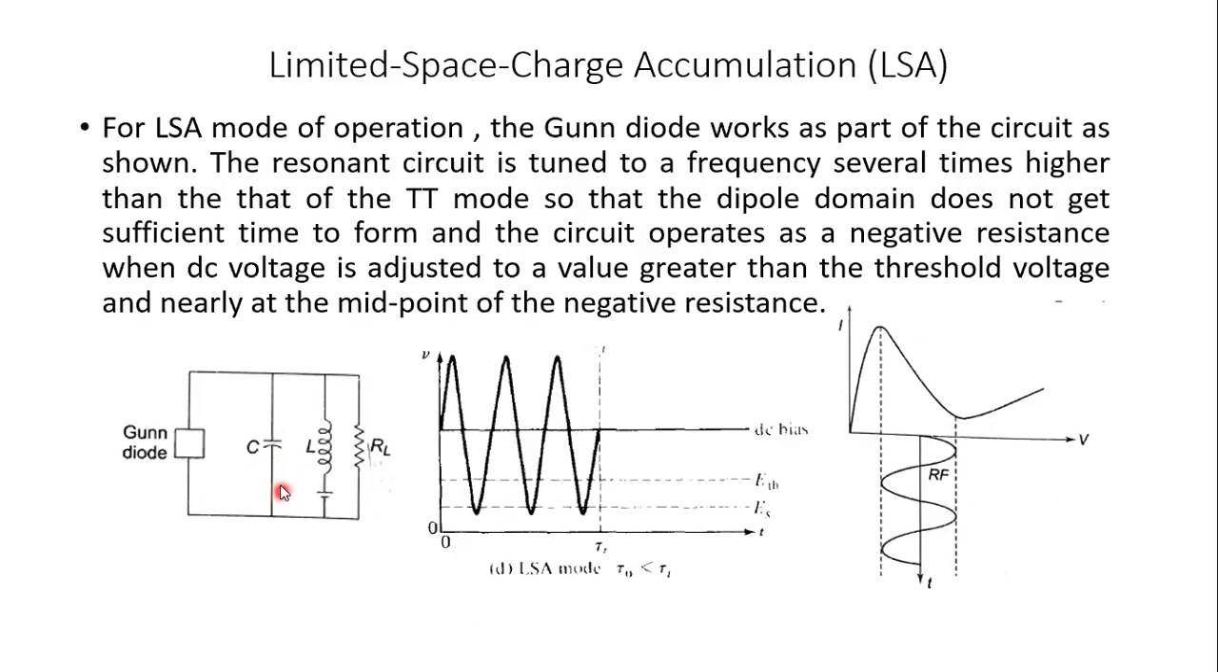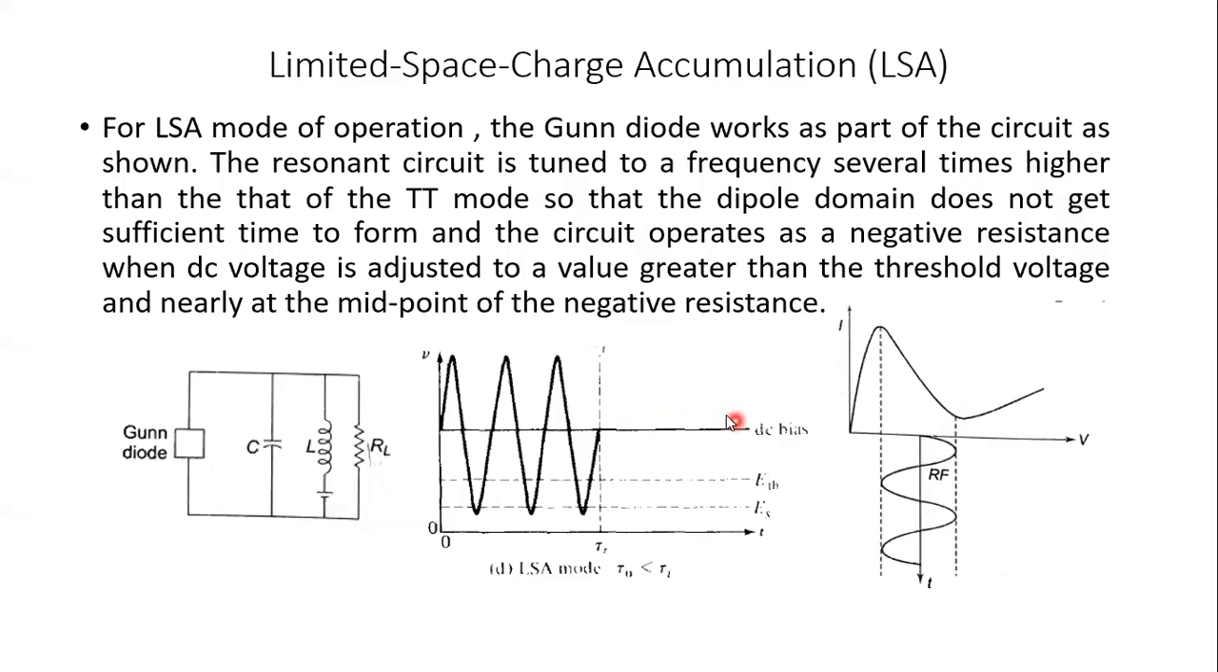Because there is loss in C and loss in L and in the other part of the circuitry, if you are able to manage or compensate those losses, then you will get a sustained oscillation. So those compensation is done with the help of what? This GUNN diode, which is negative in nature, negative resistance.